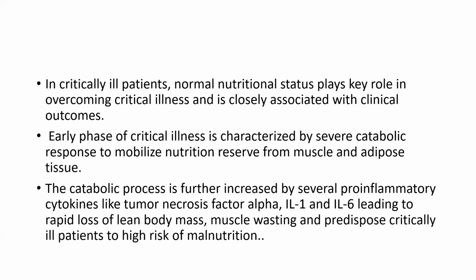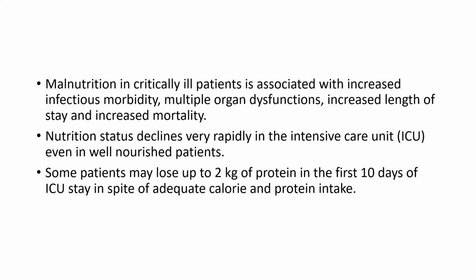The catabolic process is further increased by several pro-inflammatory cytokines like tumor necrosis factor alpha, interleukin 1, and interleukin 6, leading to rapid loss of lean body mass and muscle wasting, and predisposing critically ill patients to a high risk of malnutrition. Malnutrition in the critically ill patient is associated with increased infectious morbidity, multiple organ dysfunction, increased length of stay, and increased mortality. Nutritional status declines very rapidly in the intensive care unit, even in well-nourished patients.